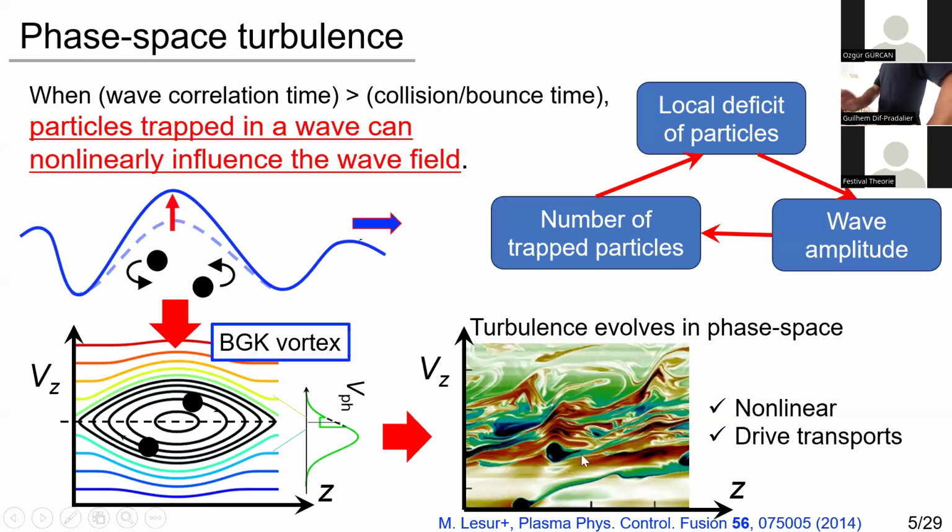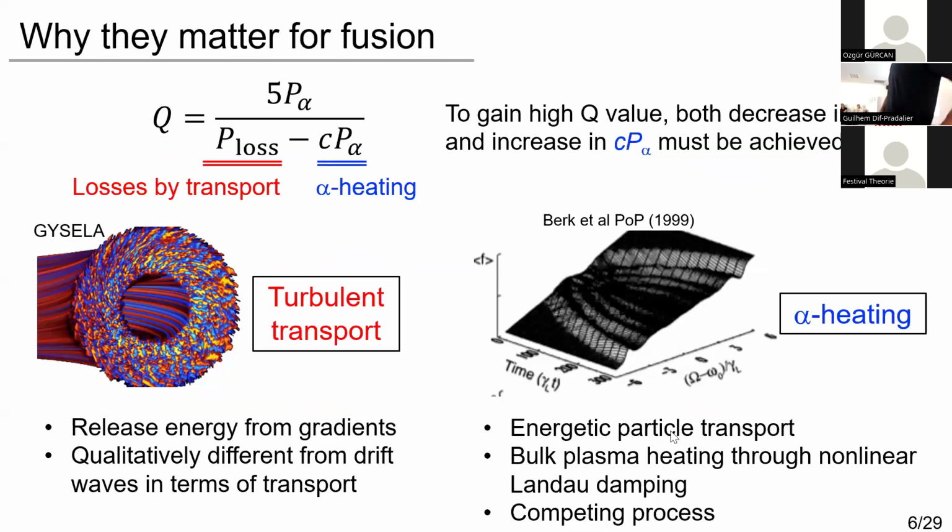This is a result of a one-dimensional Vlasov simulation, starting from a single vortex, which evolved into the turbulence field. Once this happens, of course, there can be a transport which is driven by phase-space turbulence, like drift wave turbulence. But since this is intrinsically nonlinear, the driven transport can have a qualitatively very different feature compared to the drift wave turbulence driven transport. So they, of course, matter very much for fusion development.